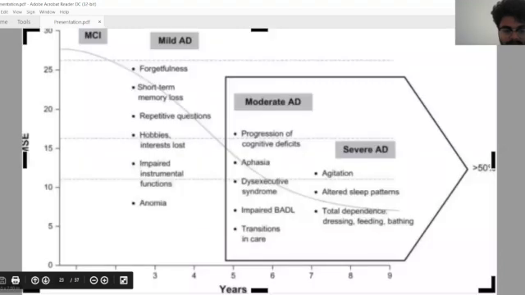And this image actually shows the impact associated with the progression of Alzheimer's on different forms of cognitive functions. So the mild Alzheimer's would possibly show up with forgetfulness and short-term memory loss in the patients. Moderate Alzheimer's manifests itself in terms of aphasia and transitions in care. And the severe ones probably would impact people based on agitation and altered sleep patterns, etc.